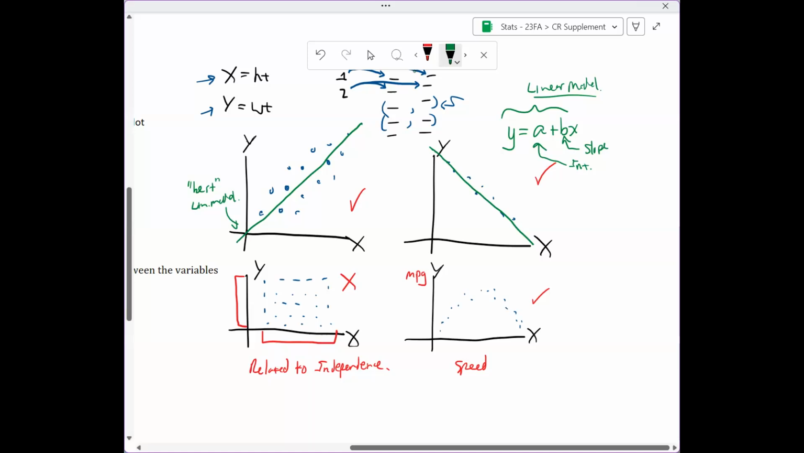Now, if I look at the bottom left, I already said that I don't really think there's a relationship at all between x and y. Do I think there's going to be a linear relationship? Well, a linear relationship is a subtype of a relationship, a specific type of relationship. If there's no relationship, I wouldn't expect there to be a linear relationship.